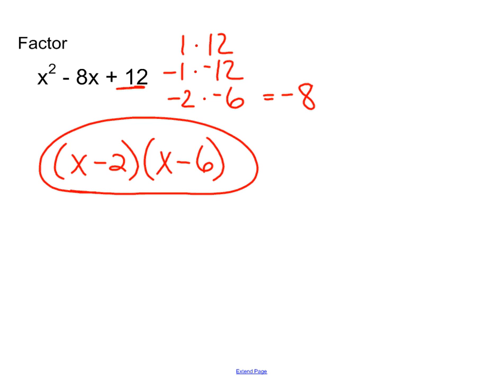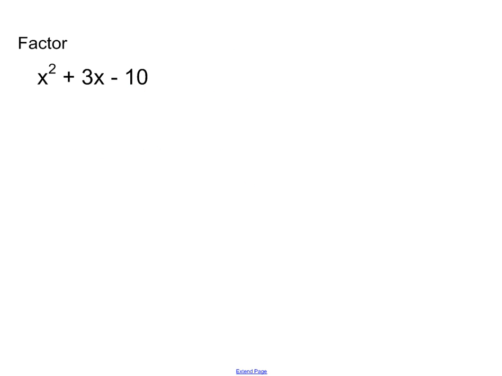Okay, looking at another one. Okay, this one, I'm not trying to get a positive number. I'm trying to get a negative 10. Now, it's very important that you recognize this negative, because if you come up with factors of 1 times 10, well, that gets you a positive 10. So even if it were to somehow equal 3, it still doesn't count. It needs to be something that equals negative 10. So it's got to be negative 1 times 10 or 1 times a negative 10. Either of these make a negative 10.